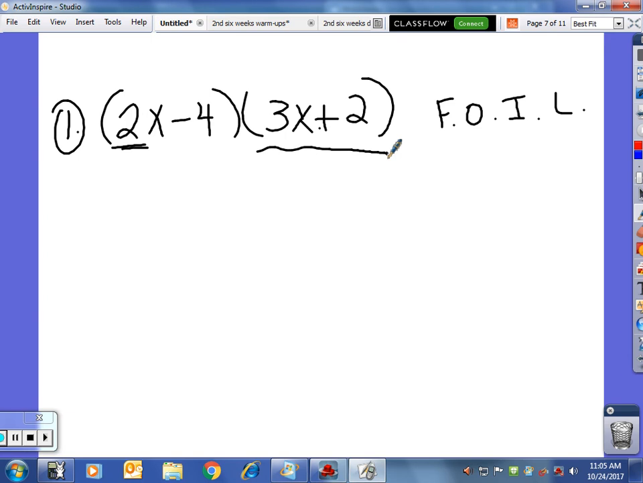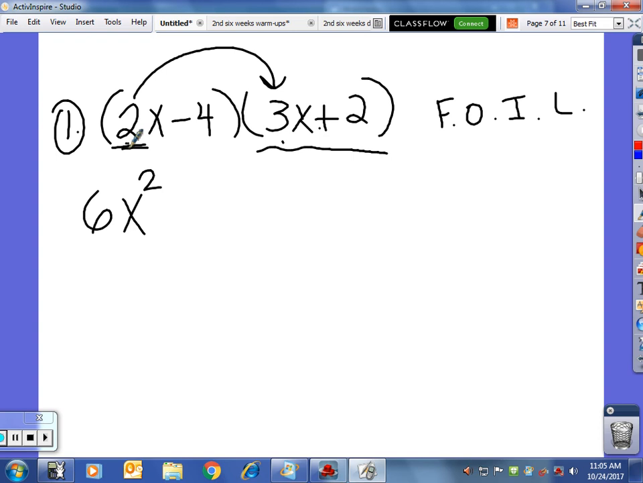Well, I'm going to do the minus 4 too. But we've got to start somewhere. Let's start with the 2x. So I'm going to grab the 2x and I'm going to multiply it by the first term in the other set of parentheses. It's like the distributive property. I just started. So what's it? Well, it's the 2x times the 3x, which is 6x squared.